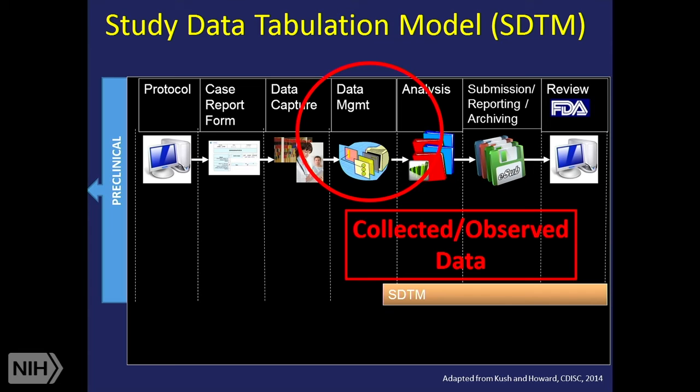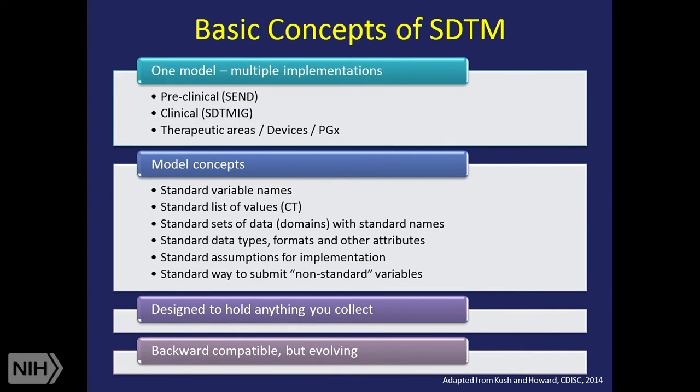So here's where the SDTM comes in, collected and observed data. Again, CDISC. A lot of description here of how it's one model, but it has preclinical and clinical and therapeutic areas, devices. A lot of different things are being put into that model, that way of looking at the data. And the thing I sort of started this whole thing with, getting interested in as a statistician and somebody reviewing, was I really wanted to have standard variable names, lists of values, sets of data, things that I could look at and grab easily. And so that's a lot of the things that are part of that model concept.